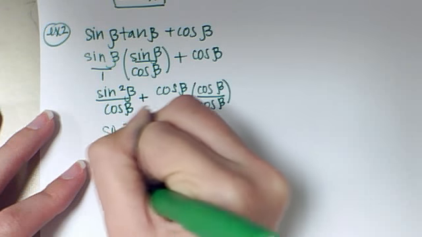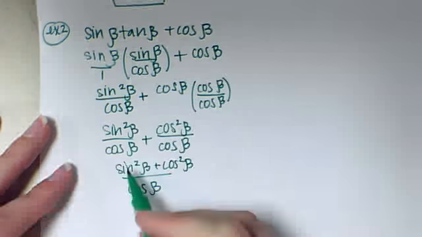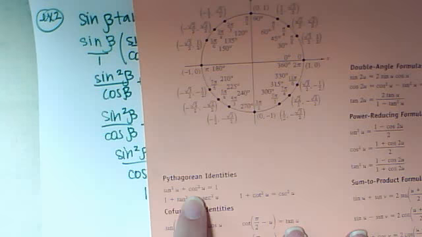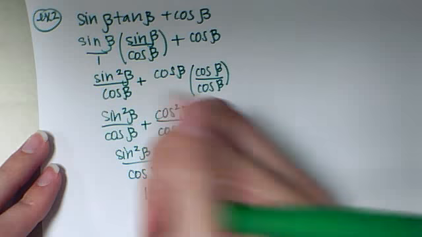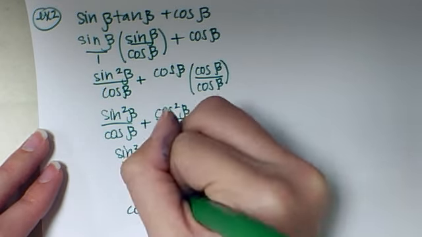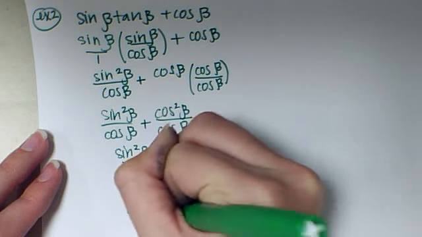And just the cosine of beta on the bottom. Sine squared plus cosine squared from our identities, back over here, sine squared plus cosine squared is 1. So now I've got 1 over the cosine of beta. And 1 over cosine is the same thing as the secant of beta.